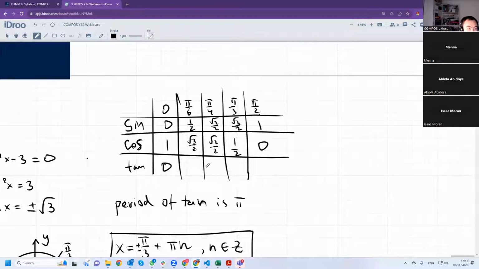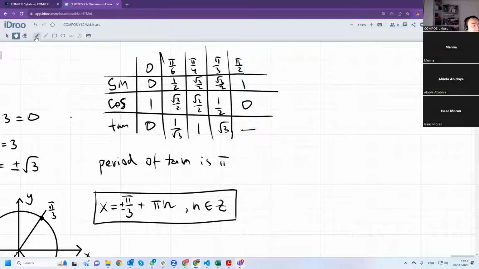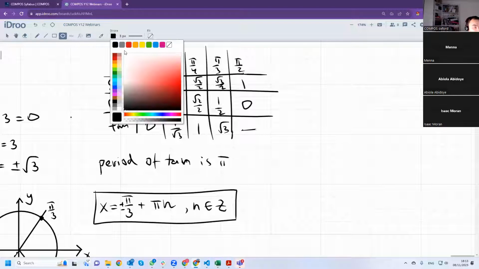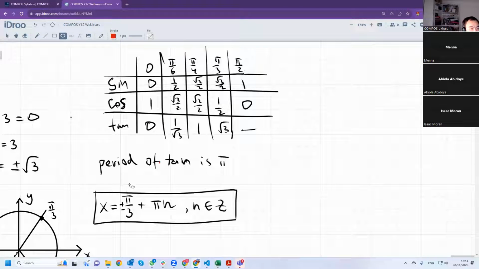So this is 0. This is 1 over square root 3. This is 1. This is square root 3. And this doesn't exist, undefined. So what do you see? Okay, so this is square root of 3. So that is here. So this is pi over 3. That's how I know.